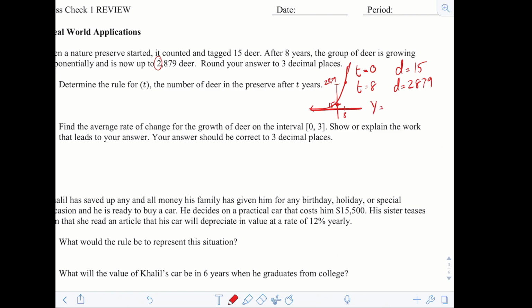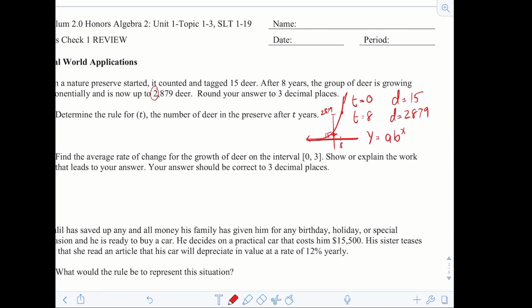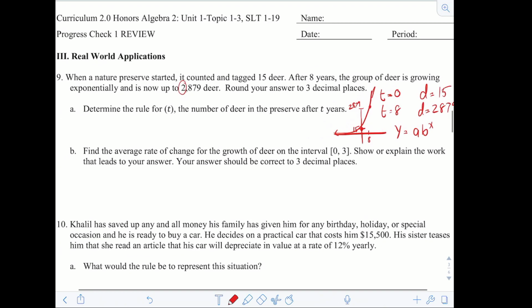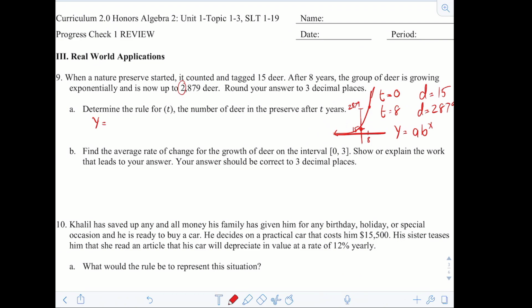I'm going to write this as y is equal to a b to the x. We did these types of problems before in terms of graphs. Now we're doing them in terms of word problems. So I'm going to write that equation a little bit differently, in terms of the deer: deer is going to be equal to a times b to the t.